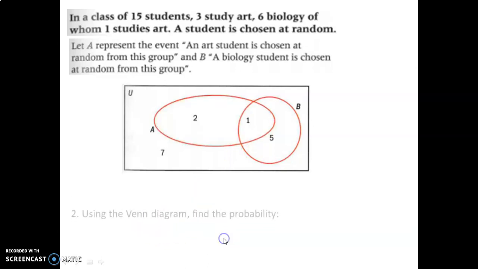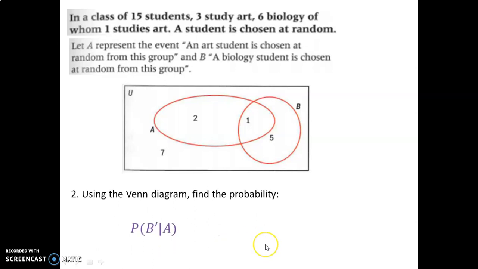So now let's look at another question. This one says, find this probability. So try this. Okay, in this one, we are still looking at the art group because it says given that they are art students, so still looking at these 3. And from there, we're looking for the students that are not biology students in the art group.